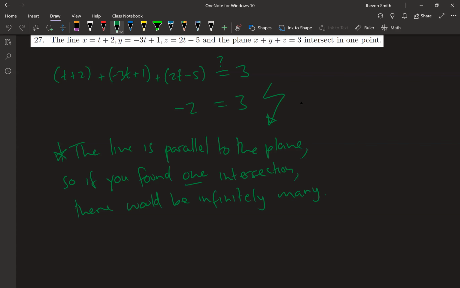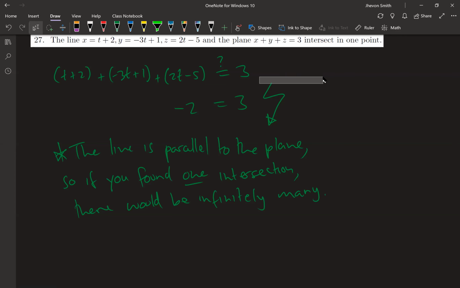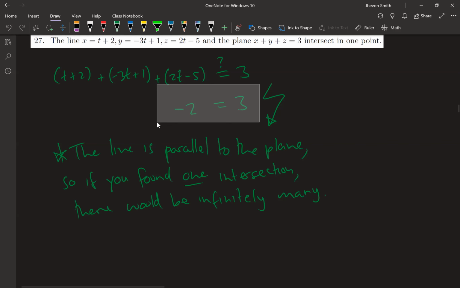As long as the line is not parallel to a plane, it's going to intersect in one point. If a line is parallel to a plane, then it will either never intersect, and you'll know that because when you plug it in, you'll get a nonsense equation popping out, or it will always intersect, which means if you plug it in, you'll get an equation that's always true, something like 0 equals 0. So it will always intersect.